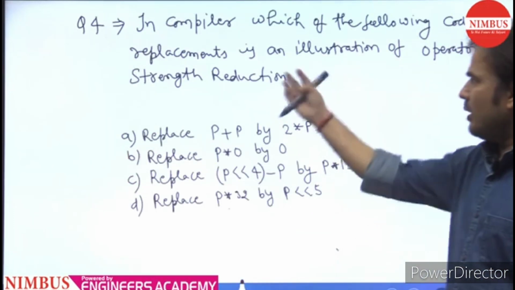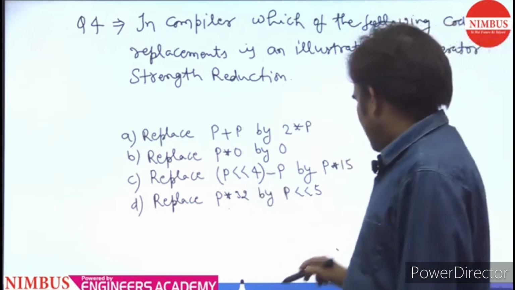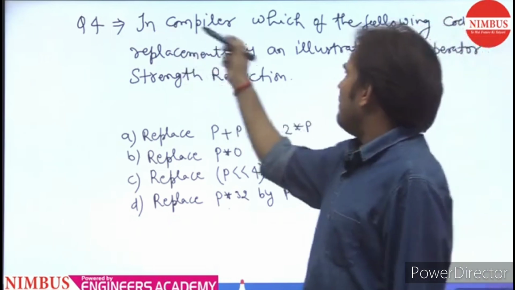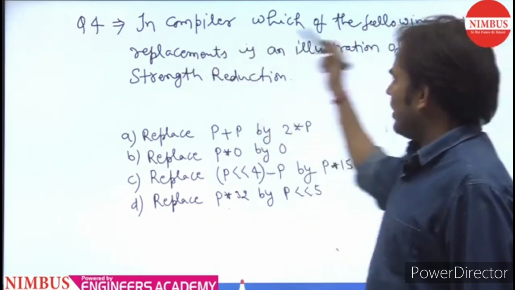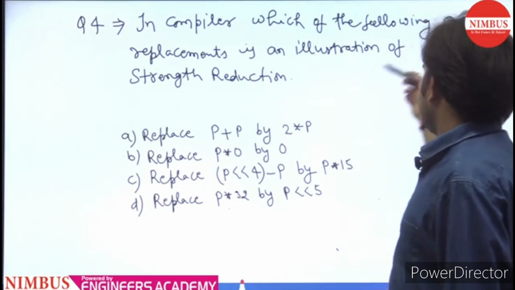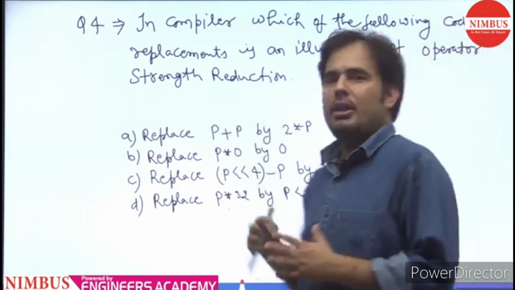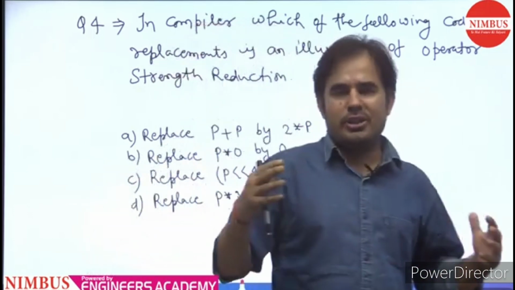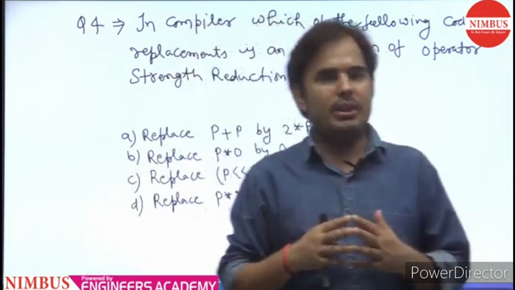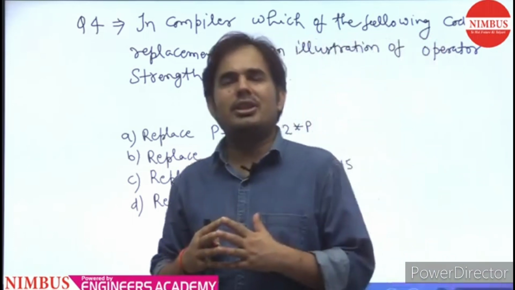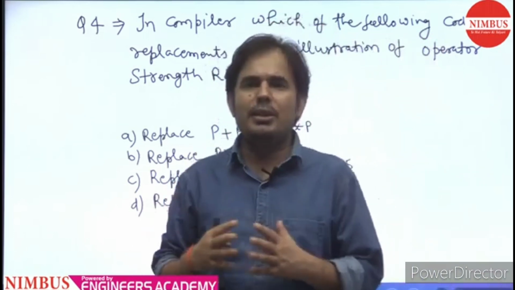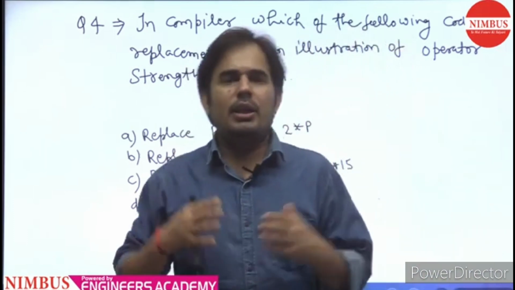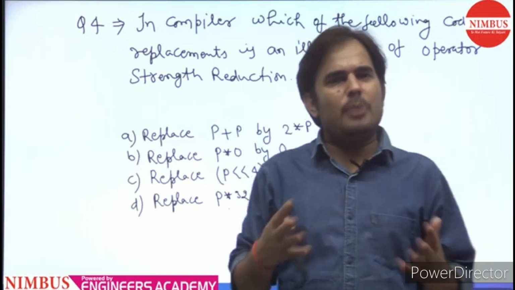This is question number 4. Let's read the question carefully. In a compiler, which of the following code replacements is an illustration of operator strength reduction? First we need to understand what operator strength reduction is in code optimization. In operator strength reduction, we need to replace the higher cost operator with a lower cost operator to reduce the cost of the program.